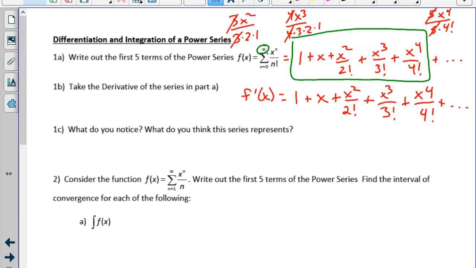So what I appear to be noticing is that my derivative is exactly the same as my original function. And there is a function that we already know the derivative of the function is equal to the original function. And I'm going to point out to you that that function is e to the x. So if I take the derivative of e to the x, I get e to the x.